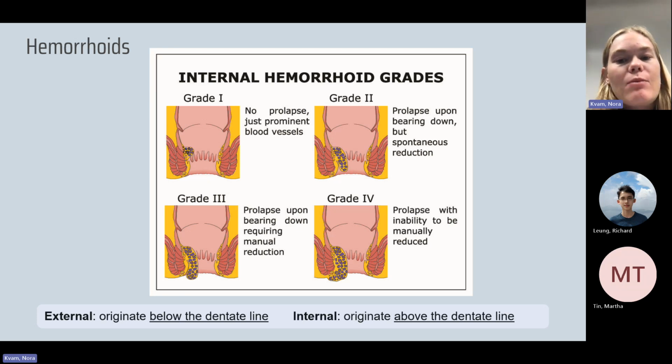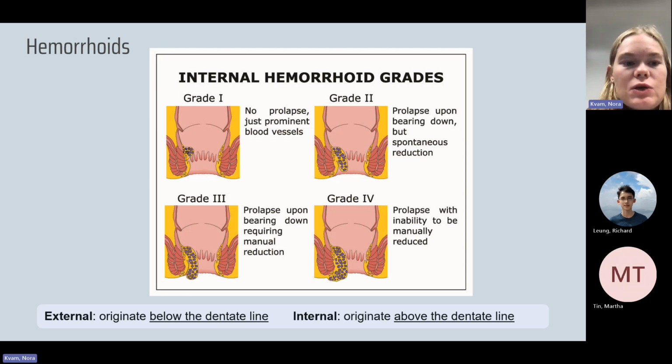So there's different types of hemorrhoids. First of all, I should mention there's two main types of hemorrhoids, external hemorrhoids and internal hemorrhoids. It's not that important for you to know, just know that external hemorrhoids originate below the dentate line, and internal hemorrhoids originate above the dentate line. The dentate line is basically where the gut transitions into skin tissue. So if you think about it, the rectum is a continuation of your colon, and after the rectum you have the anus and then skin.